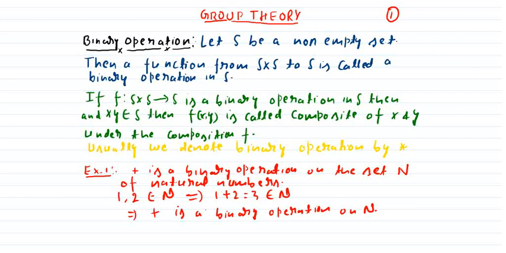First of all, what is a binary operation? Let S be a non-empty set, then a function from S cross S to S is called a binary operation in S. We can define it as: suppose S is a non-empty set, and f is a function such that f: S cross S to S, then it is called a binary operation in S.